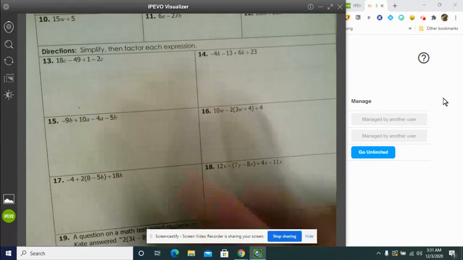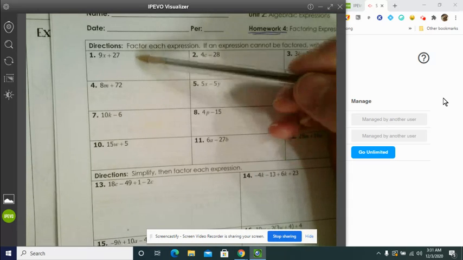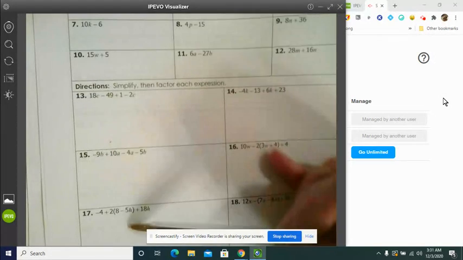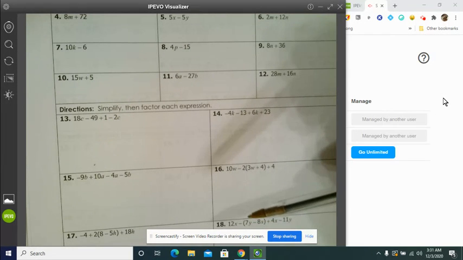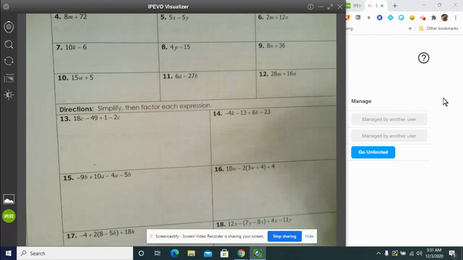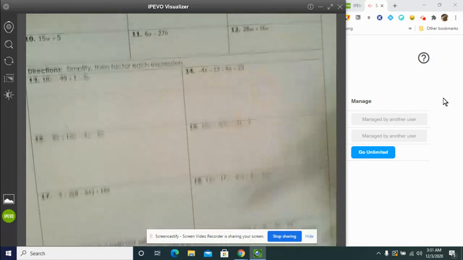So I'd like you to go ahead and get started. I'd like you to do this set first. Start with 1 through 10, or 1, 4, 7, and 10, and then 13, 15, and 17 while you're here in class, so that if you have any questions at the last part of class, you can ask me. And then you can finish the rest of them up at home.